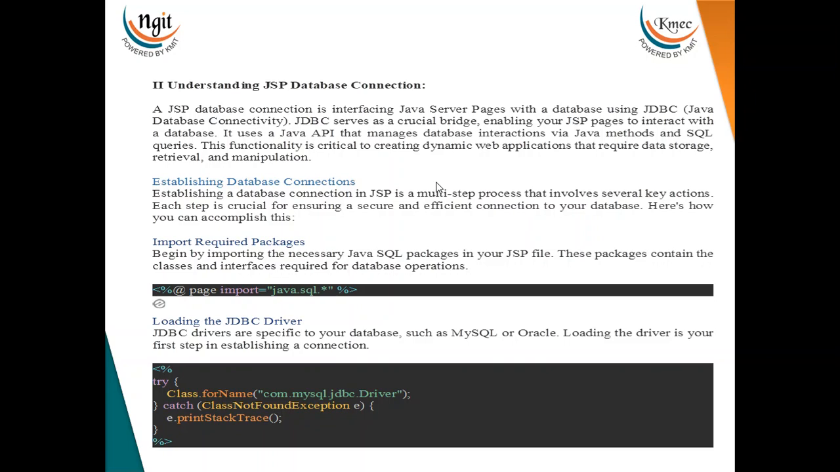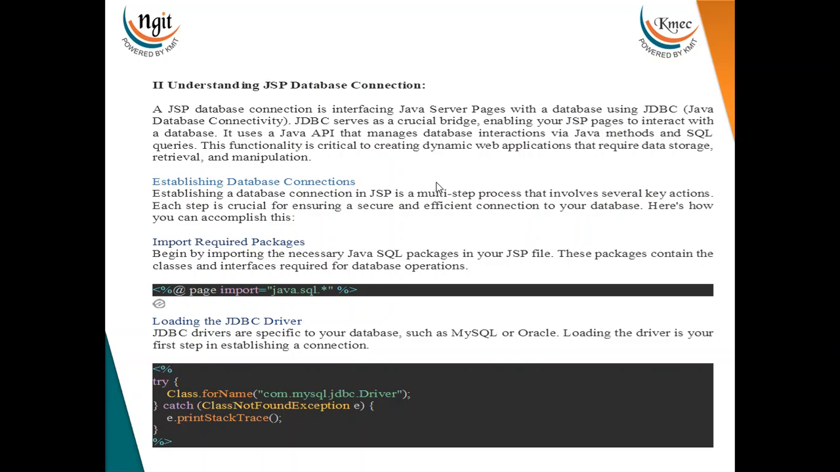JSP database connection is about interfacing JSPs with the database using JDBC, that is Java Database Connectivity, which serves as a crucial bridge enabling your JSP pages to interact with the database. Here it uses a Java API that manages database connections via Java methods and SQL queries. This functionality is critical to creating dynamic web pages that handle data storage, retrieval, and manipulation. The first step is to establish a database connection.